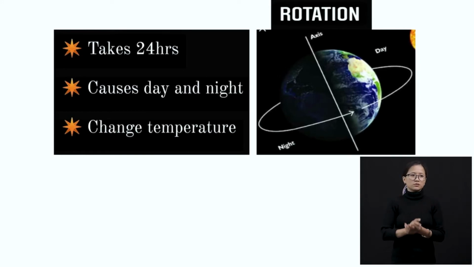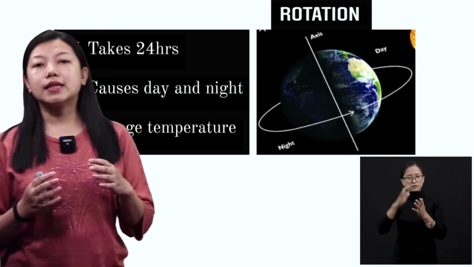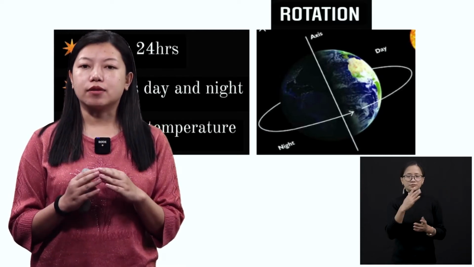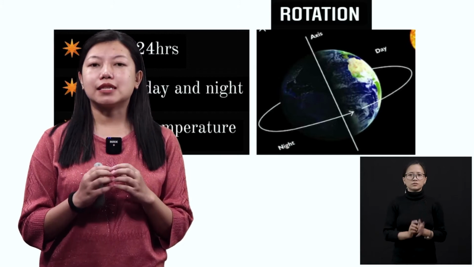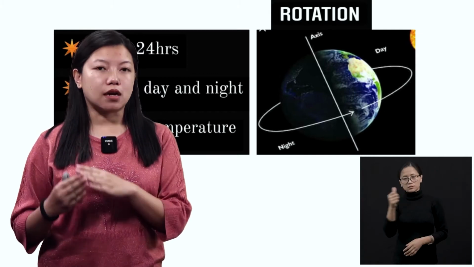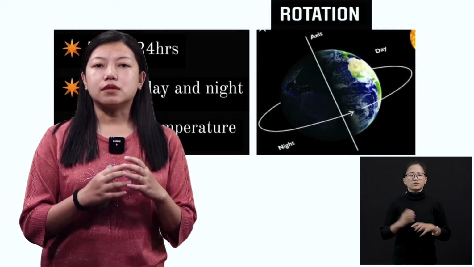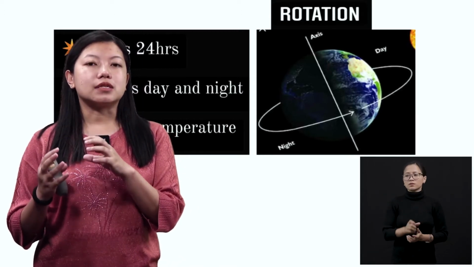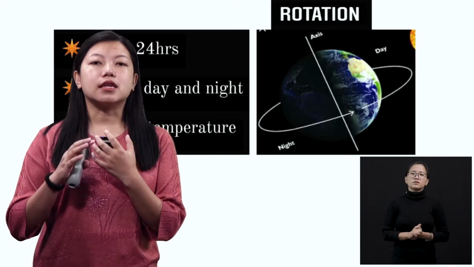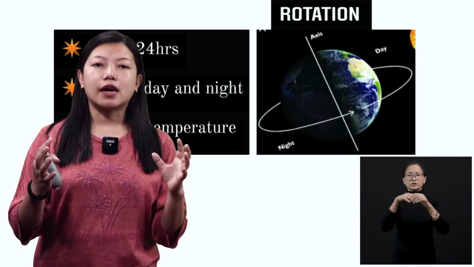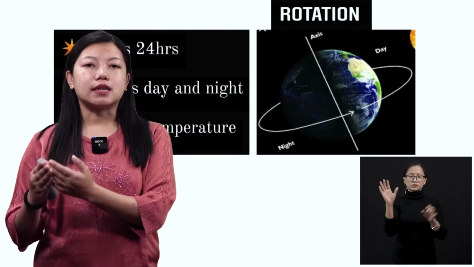It causes day and night, also change in temperature. Okay, so when the earth is rotating, it causes day and night. All right, now here in this picture you see that one part of the earth is bright, whereas the other part of the earth is dark, right? Now the brighter side of the earth is experiencing daytime, all right, and the other side, which seems darker, is away from the sun, and one side is covering the other side. So one side is dark and one side is bright.